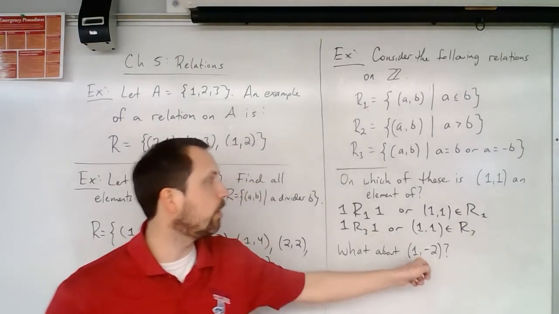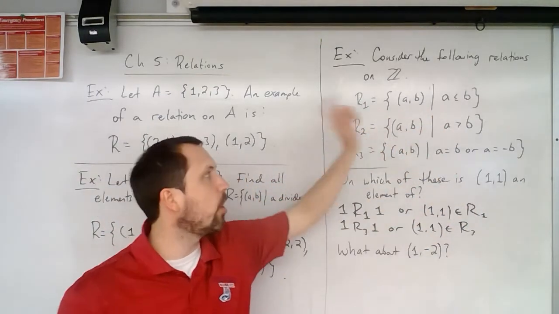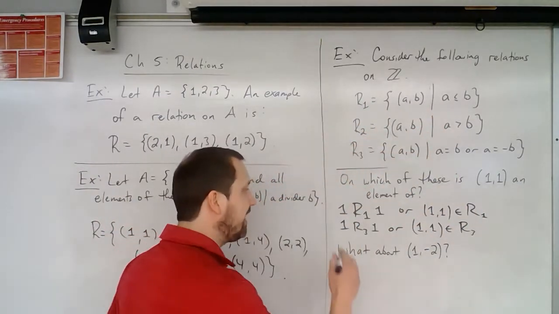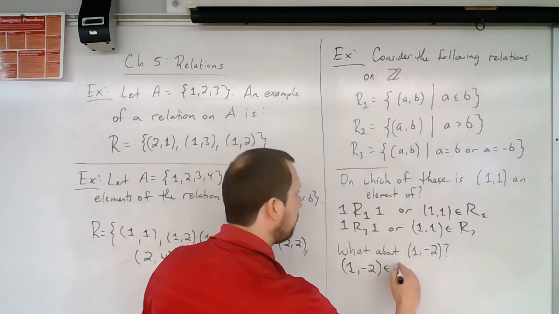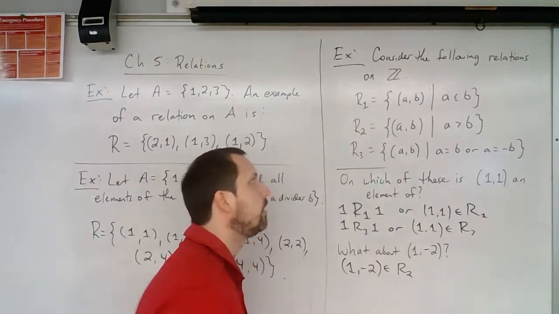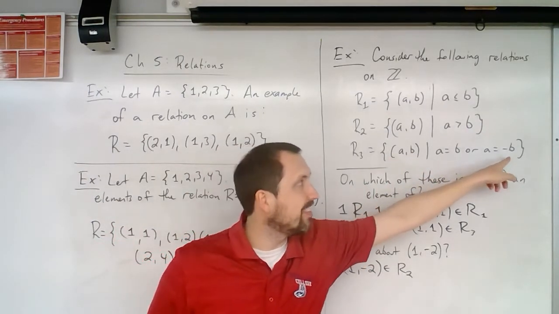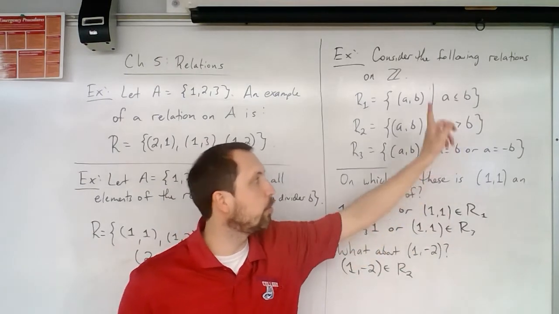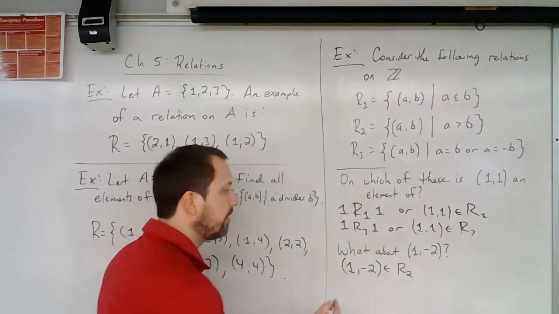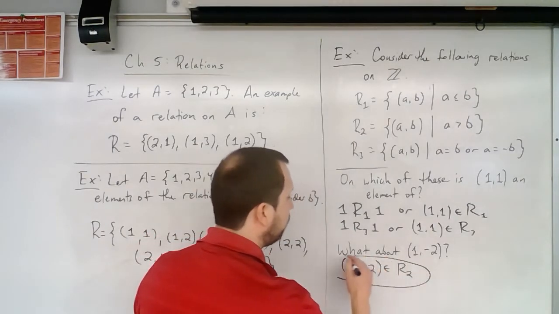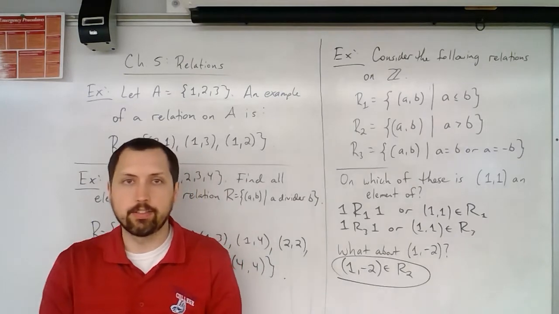Do the same thing for this one. Is 1 less than or equal to negative 2? Well, no. Is 1 larger than negative 2? Yes. So we have (1, -2) is an element of R2. Does 1 equal 2, or does 1 equal negative 2? Or does 1 equal negative negative 2, or does 1 equal 2? Well, no. So R2 is the only relation that (1, -2) is an element of.